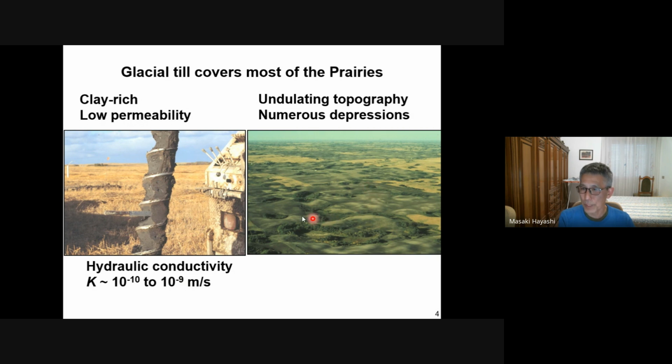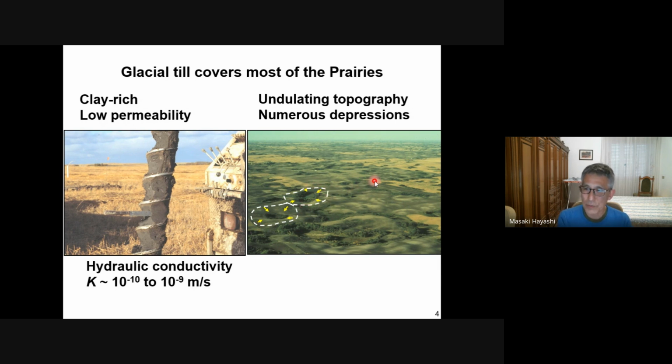Another important characteristic is that it's rather flat because it was just driven over by glacier. On the regional scale, it's flat, but on the local scale, there are a lot of small depressions. These are about 100 to a couple hundred meters, maybe several hundred meters in diameter, and only about 5 to 10 meters deep. There are many of them.